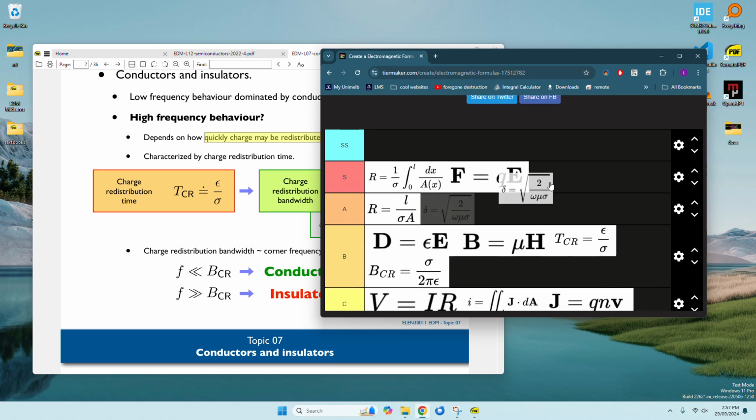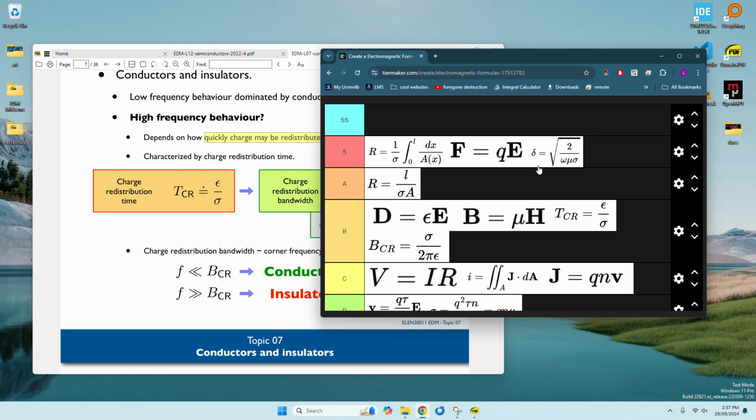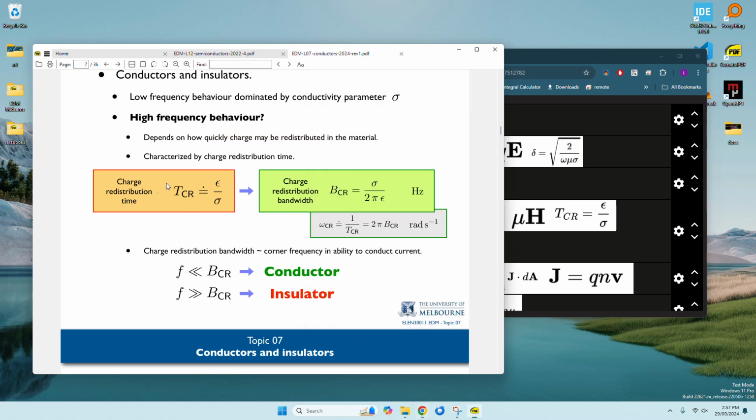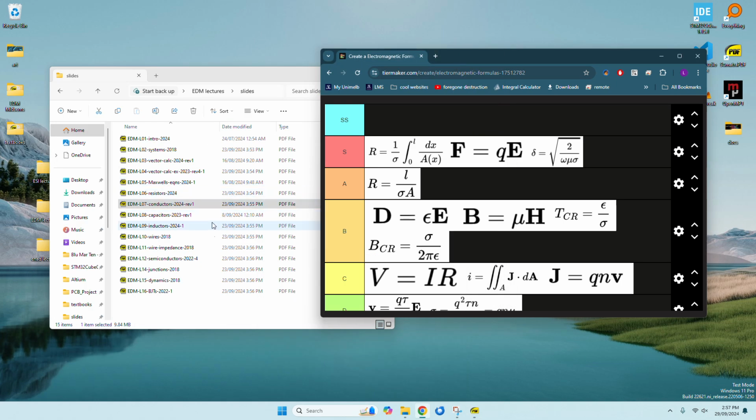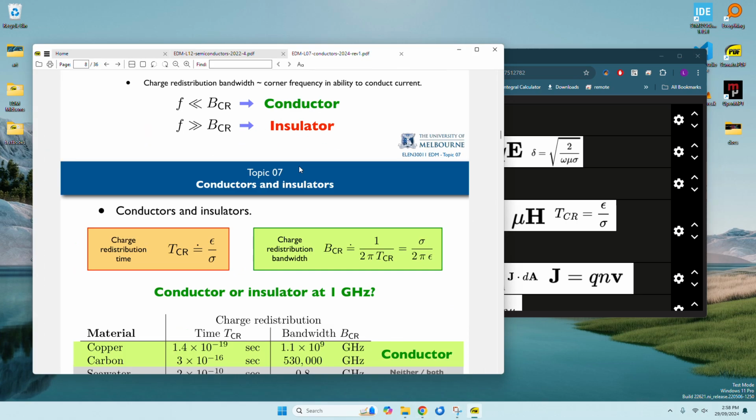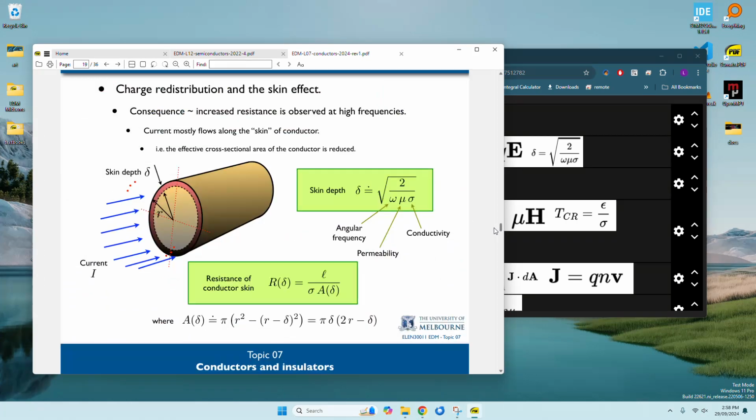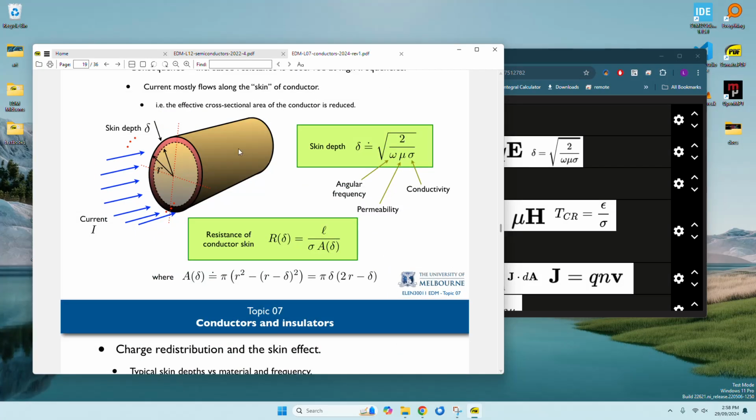Skin depth, this belongs straight to S tier. That's very, very important. So the skin depth, the length into the skin, let's see if I can get the diagram. I think it actually is on the bottom of that one. Skin depth. So that's the skin depth there.